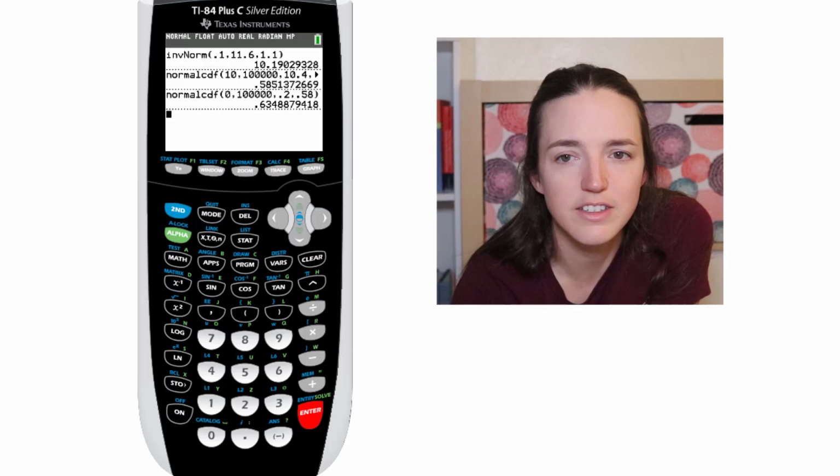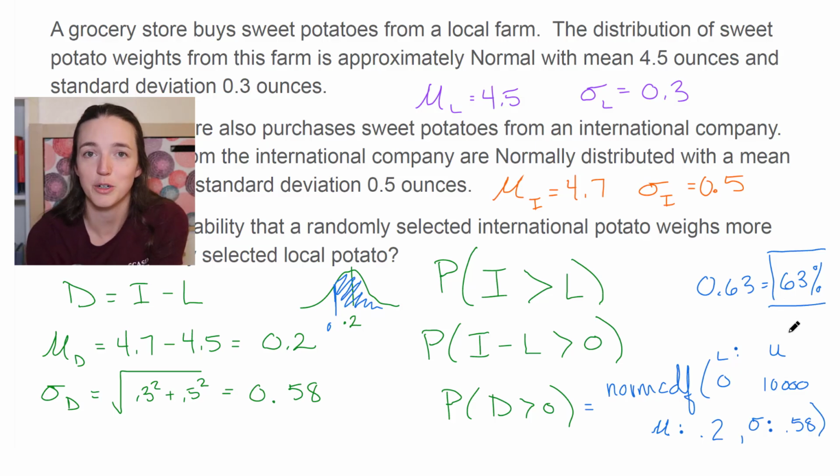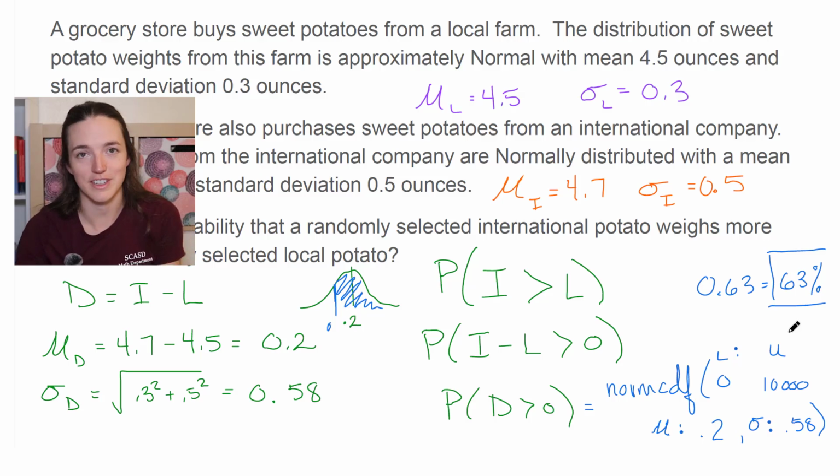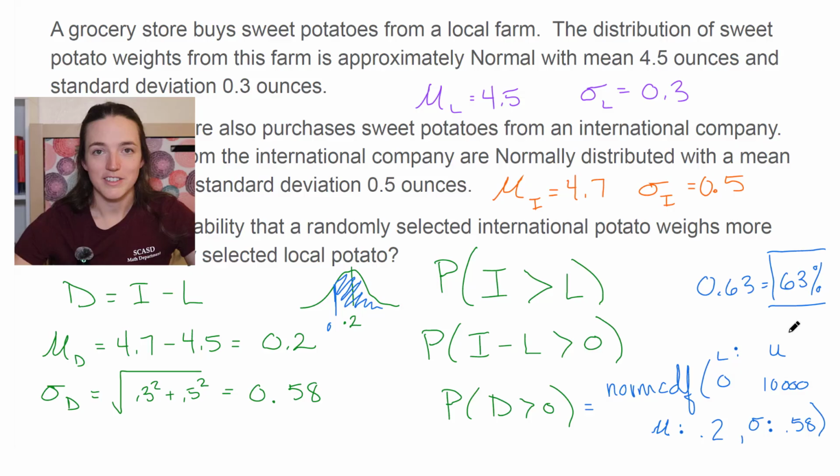Okay, 0.63 or 63%. There is a very good chance that the international potato weighs more, and looking at the means, that makes sense. The international potatoes are centered higher than the local potatoes. They're generally heavier. The more practice you do with these, the easier it'll be to identify, like, oh, this is one where I'm going to be combining two variables.